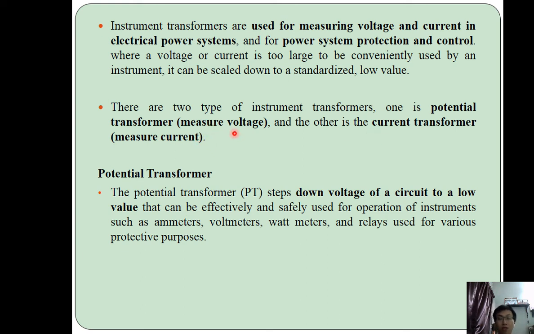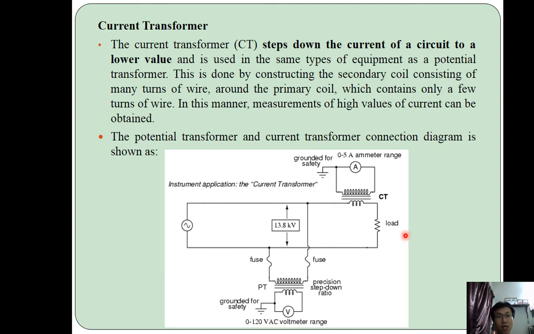Potential transformer is used to measure the voltage. Current transformer is used to measure the current. A potential transformer steps down the voltage of a circuit to a lower value that can be effectively and safely used for operation of instruments such as ammeters, voltmeters, wattmeters, and relays used for various protective purposes. A current transformer steps down the current of a circuit to a lower value and is used in the same types of equipment as a potential transformer.